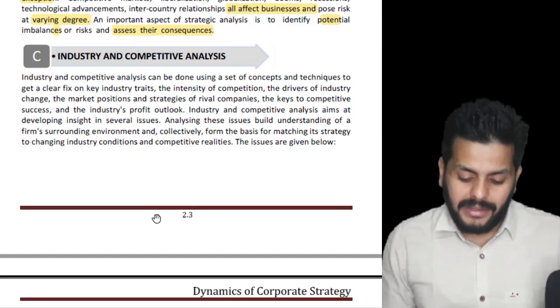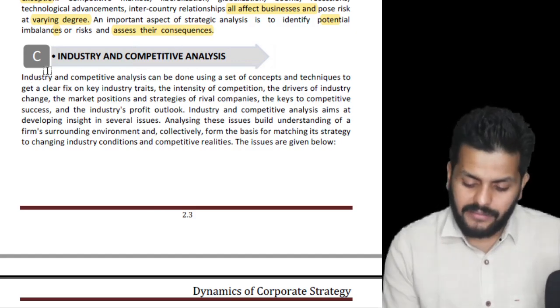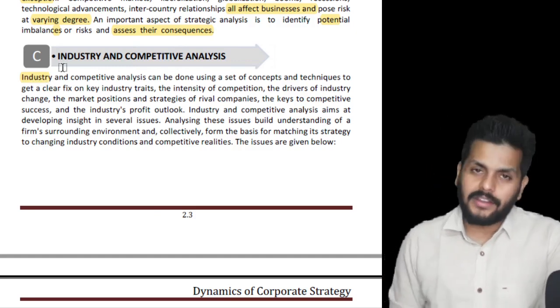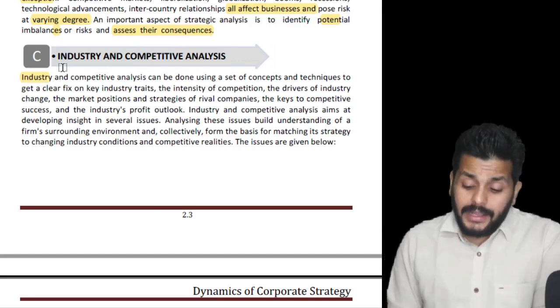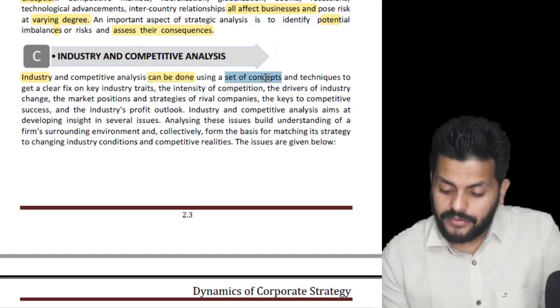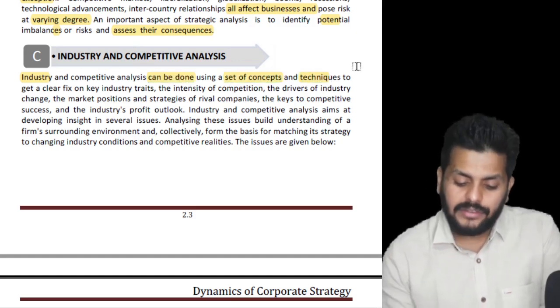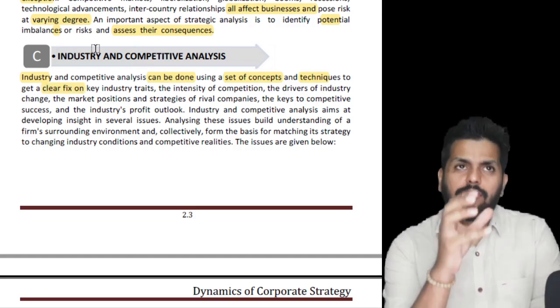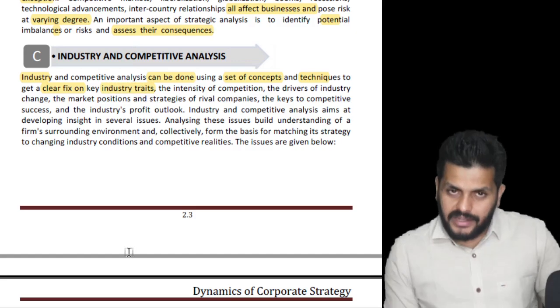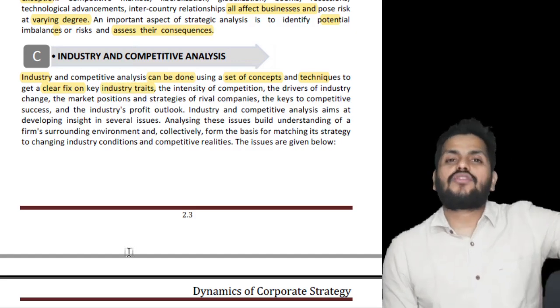And what do you mean by this word industry? Now, industry is a very broad word. I mean, it's explained in the next page, so let's just understand what this topic is all about. Industry and competitive analysis can be done using a set of concepts and techniques to get a clear fix. Clear fix means a clear understanding of the key industry traits, which means key industry aspects.